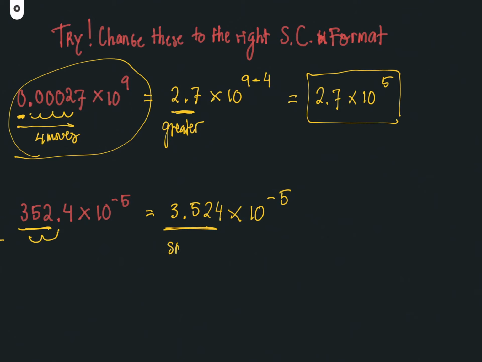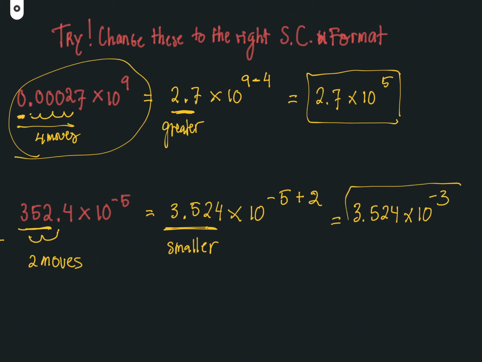Because we make the number smaller, from 352.4 becomes 3.524, then we have to make the power greater. So we're going to add, to make it bigger. How many moves? 2 moves. So we're going to add 2. So the right format will be 3.524 times 10 to the power of negative 3. If you have questions for this, let me know.